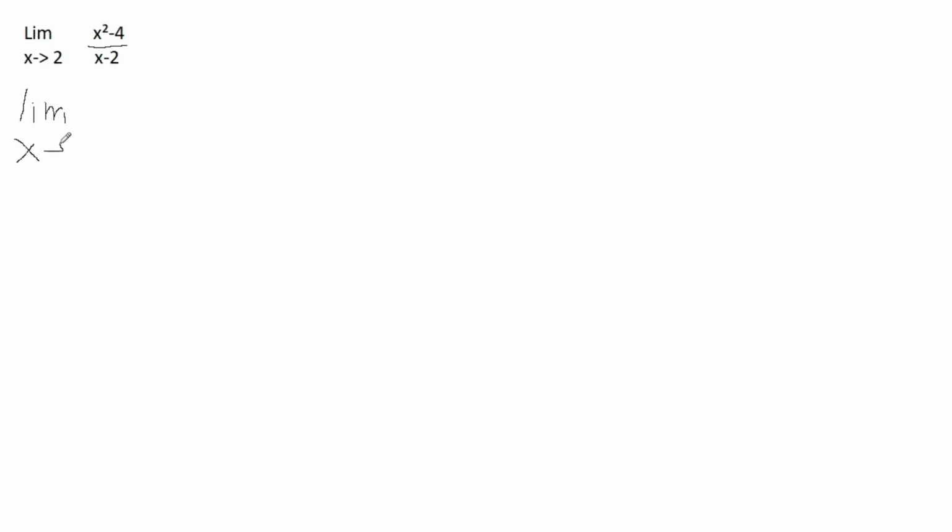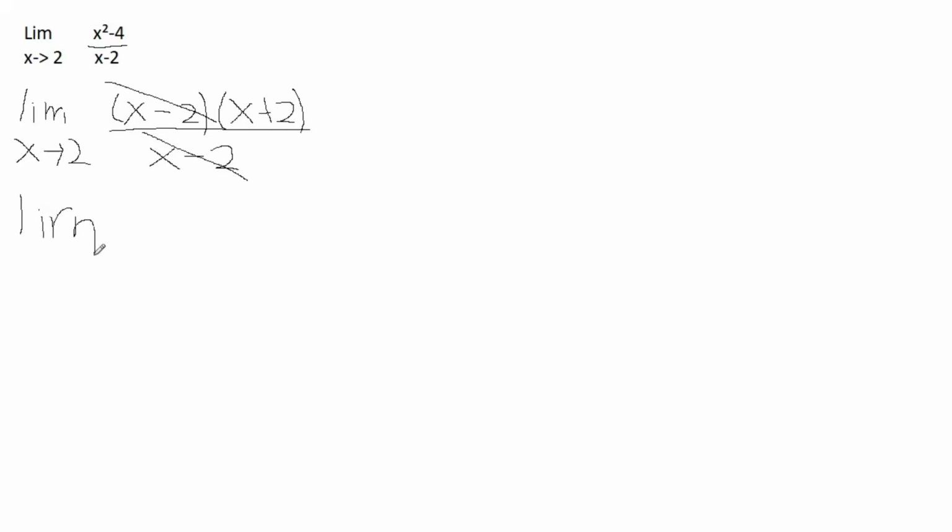We can start by factoring, where we can do this, and then we have x minus 2. Now that we've done that, we can cross both of these out, and then we are left with, as the limit goes to 2, x plus 2. Then we can plug it in, and we are left with a final answer of 4.